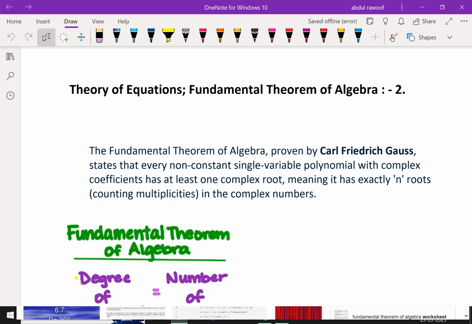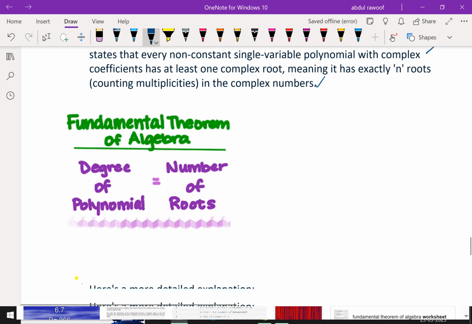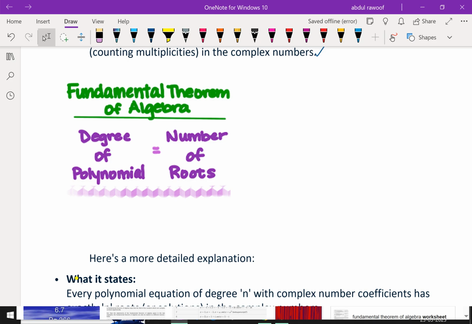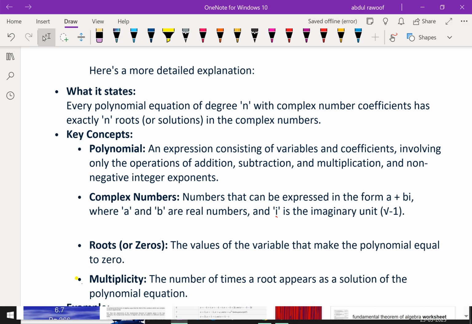The fundamental theorem of algebra, proven by Carl Friedrich Gauss, states that every non-constant single variable polynomial with complex coefficients has at least one complex root, meaning it has exactly n roots, counting multiplicities, in the complex numbers. The fundamental theorem of algebra is about the degree of a polynomial always being equal to the number of roots. Here's some more details about what it states. Every polynomial equation of degree n with complex number coefficients has exactly n roots or solutions in the complex numbers.